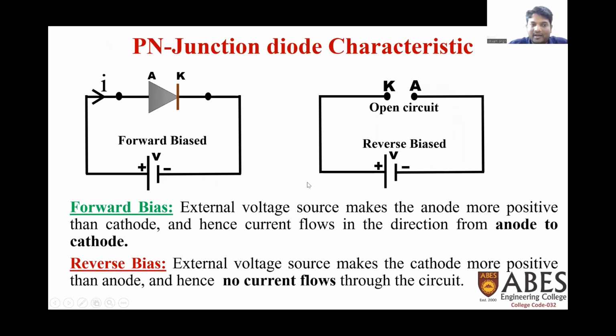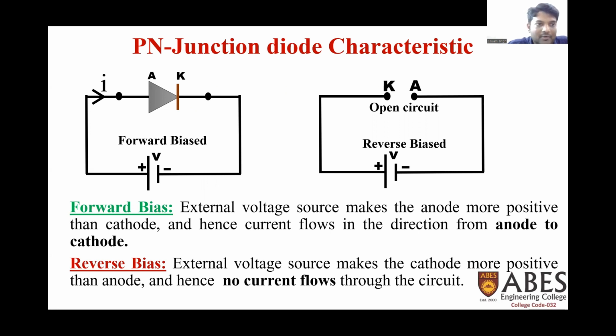Now, PN junction diode characteristic. You can understand with the help of these two diagrams. Before going to discuss these two diagrams, we need to know the forward bias and reverse bias conditions. Talking about forward bias, when you connect the anode terminal of the diode with the positive voltage supply and the cathode terminal of the diode with the negative voltage supply, then the diode will be in forward bias.